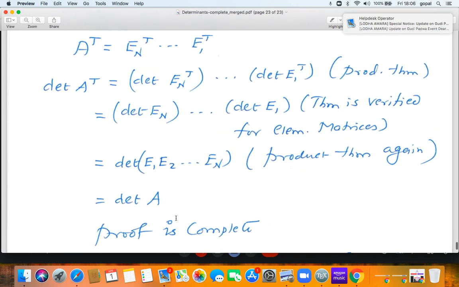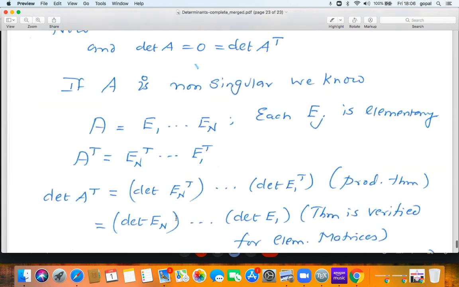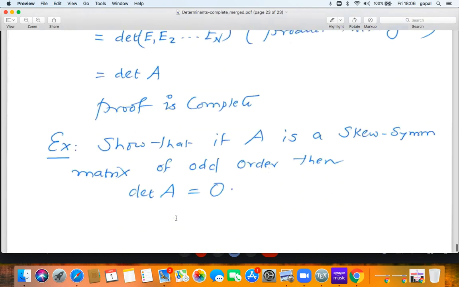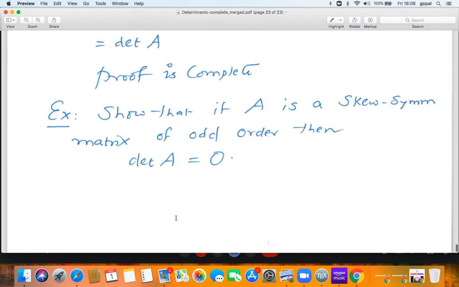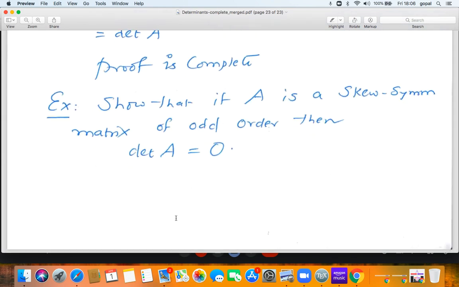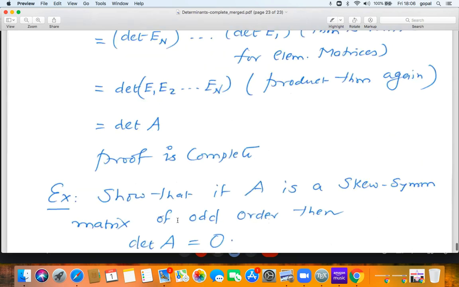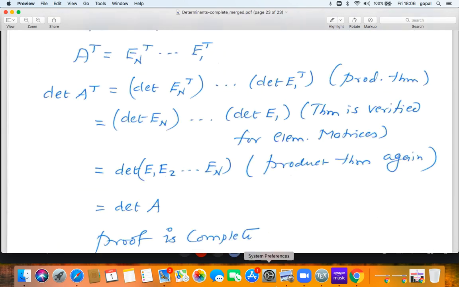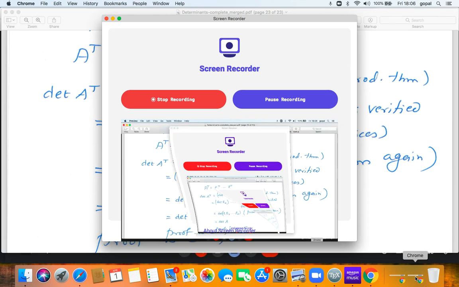The proof is complete. So this completes all the important theorems. As an application, show that if A is a skew symmetric matrix of odd order, the determinant of A is 0. So with this we shall stop lecture number 8.